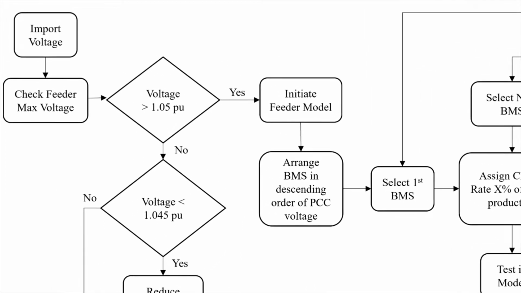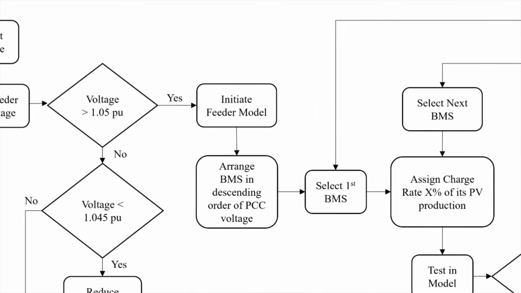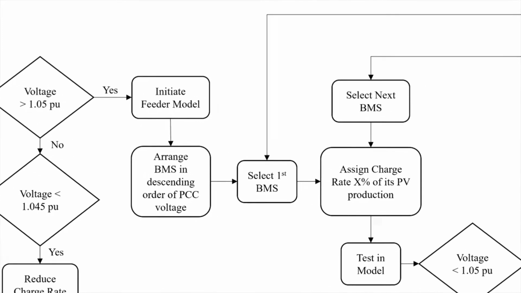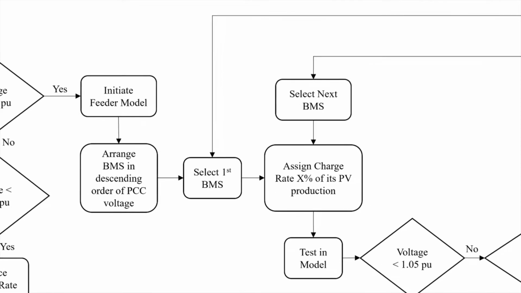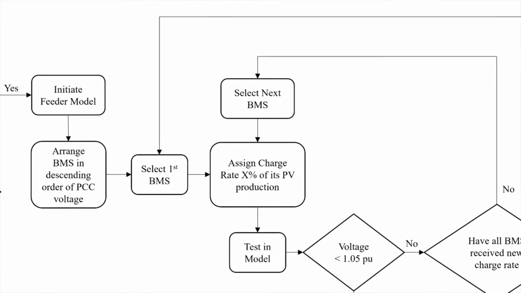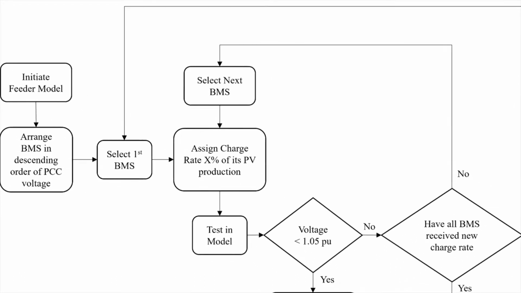The central control monitors the voltage at each consumer PCC at regular time intervals. It decides the individual BMS dispatch level according to the voltage profile of the feeder. If voltage at any point in the feeder is greater than 1.05 pu, central control will run its algorithm to control voltage from increasing further.